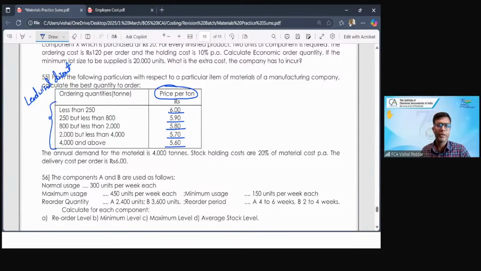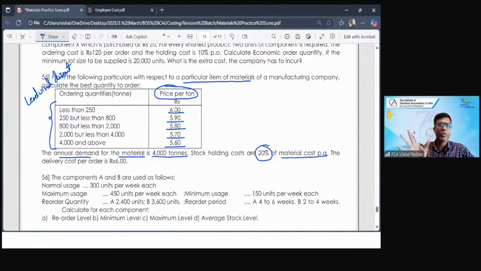Now, what is the question? The data is given from the following particulars in respect of a particular item of material. So this is of material only. You are further given the annual requirement, so your annual demand for the material is 4,000. Your carrying cost is 20%, of material cost per annum. In one of the questions, they said of average inventory. In another question, they said of per unit price. Here they are saying 20% of material cost. Perfect, we want this only.